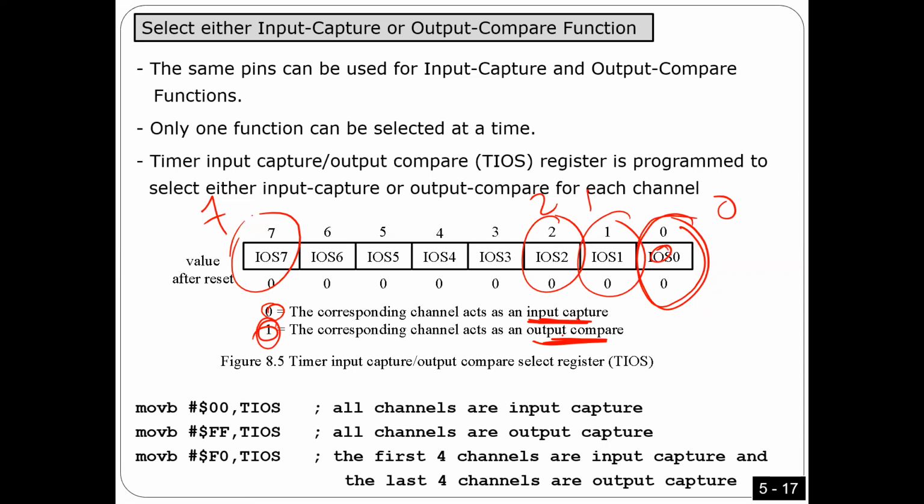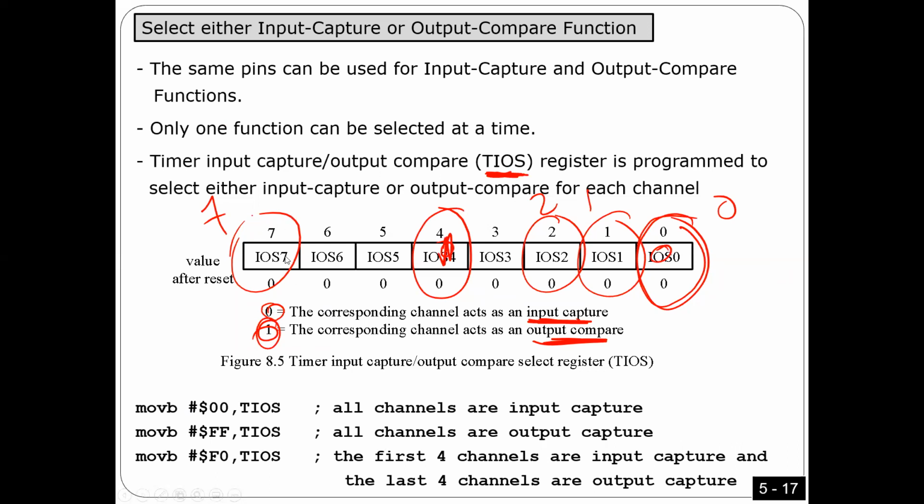So you have just a register. This register is called TIOS. Okay, this is for channel 4. If you want it to be input capture, just put 0. If you want to make it output compare, just put 1. Very easy, right? So you can use the move instruction. You can use bit set, bit clear, as I explained before. Any question? Very, very easy, right?